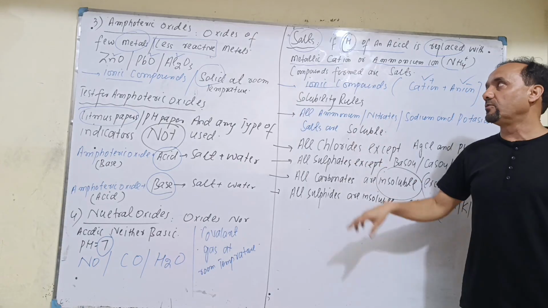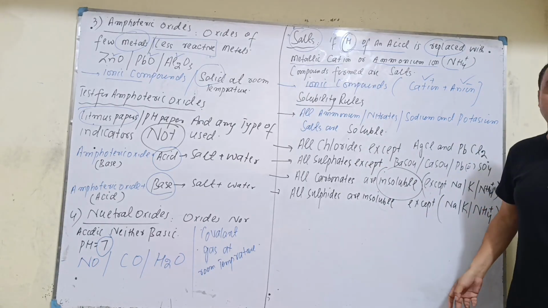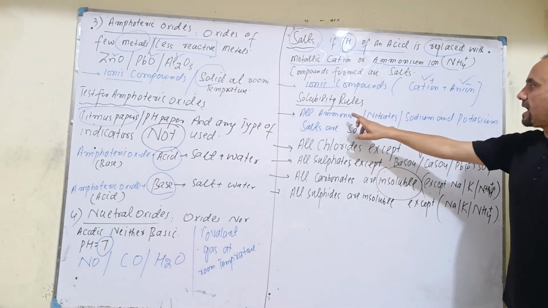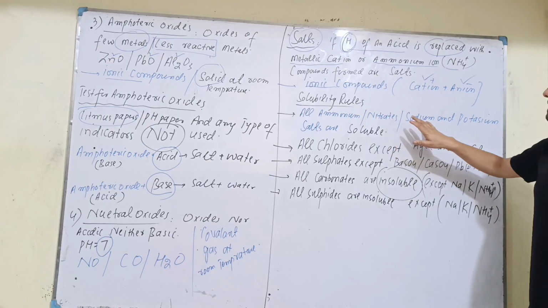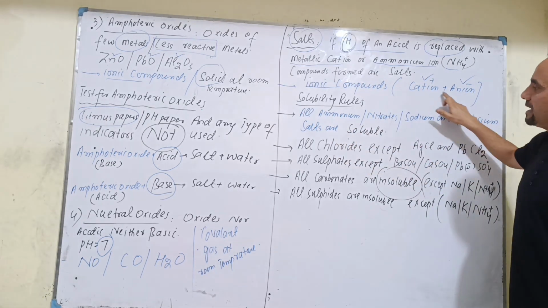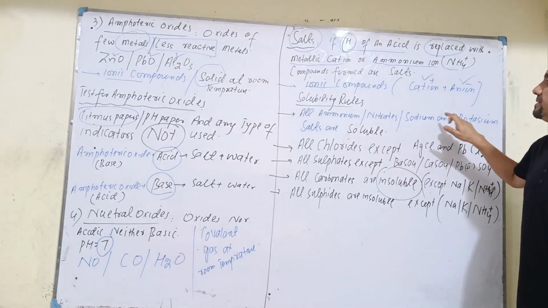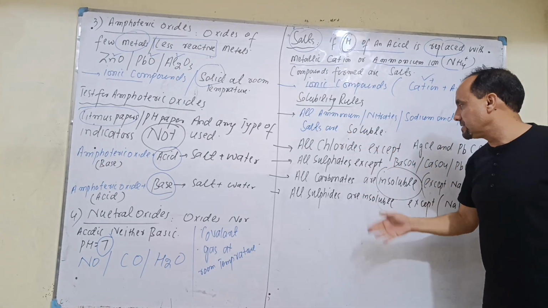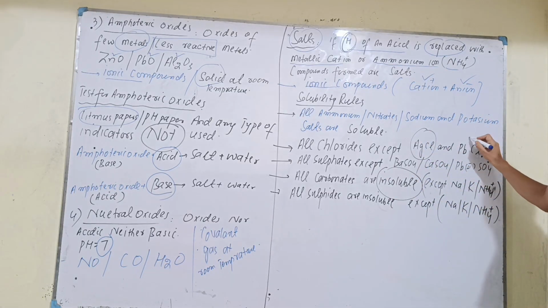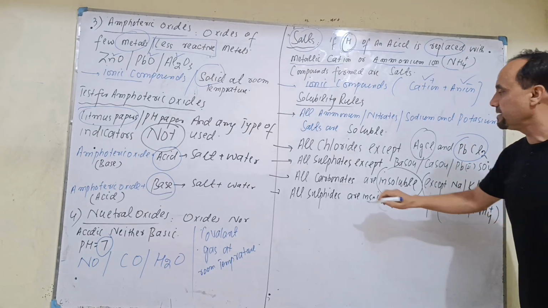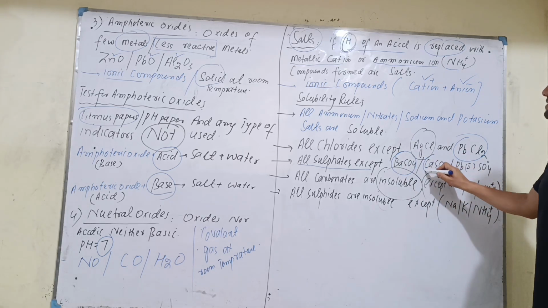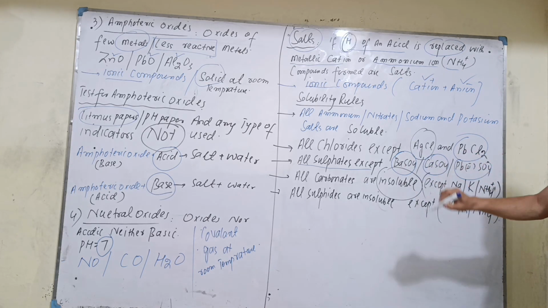Now the common question about salt is the preparation of salt. So for the preparation of salt, you have to memorize the solubility rules. All ammonium, all nitrates, all sodium, all potassium, all these 4 types of salts are 100% soluble. In chlorides, mostly salts are soluble except silver chloride and lead chloride. In sulfates, the maximum sulfate salts are soluble except barium sulfate, calcium sulfate and lead sulfate.